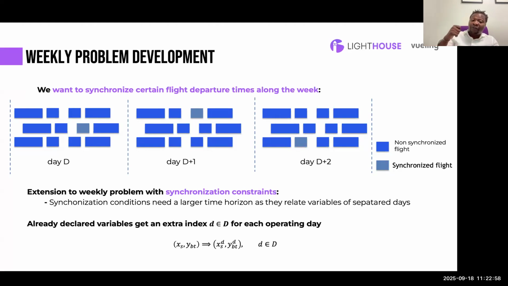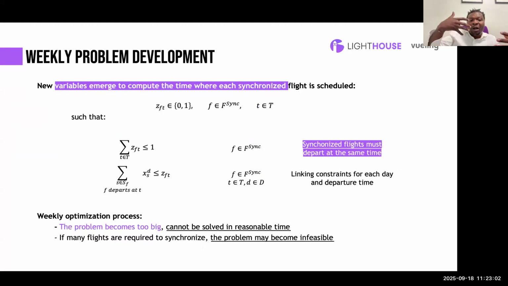So we need some kind of synchronization variable, a new variable to compute the time where each flight is synchronized. So we add this synchronized flight, and we oblige ourselves that this flight must depart at the same time.